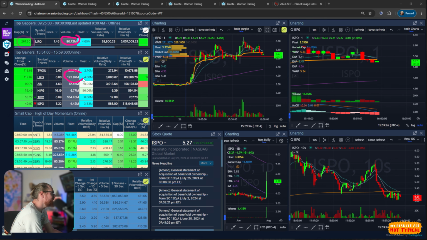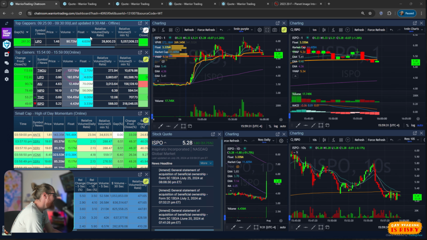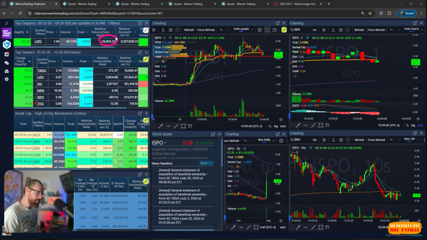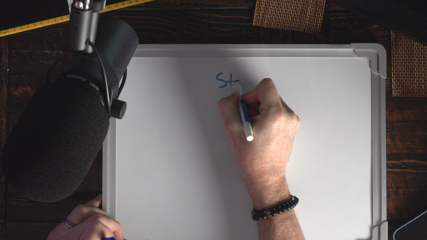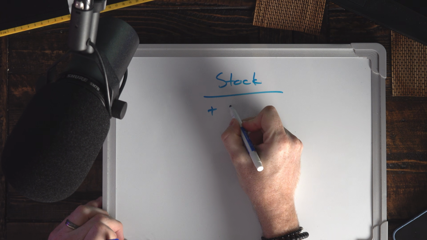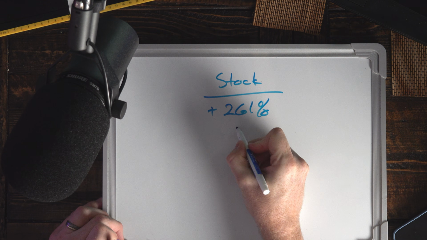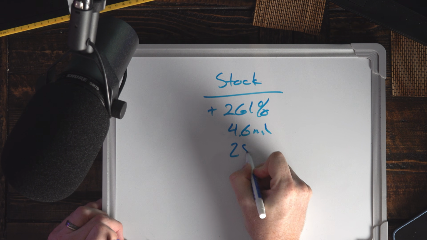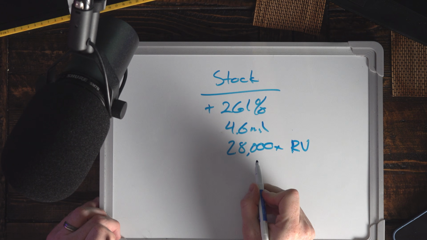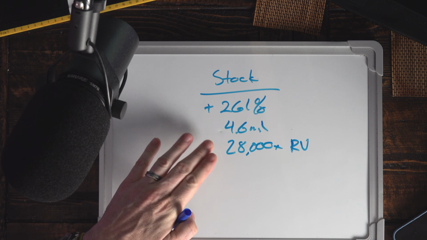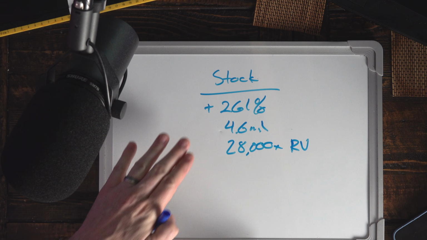It now has 192 million, which is incredible volume, nearly a quarter billion shares. And the float is 4.6 million shares. The relative volume is 28,800. So to help you understand everything that's going on here, what we have is a stock that is up 261%. Float is 4.6 million shares. It's got 28,000 times RV, which is relative volume. That means the current volume today is 28,000 times higher than average, which is outrageous.